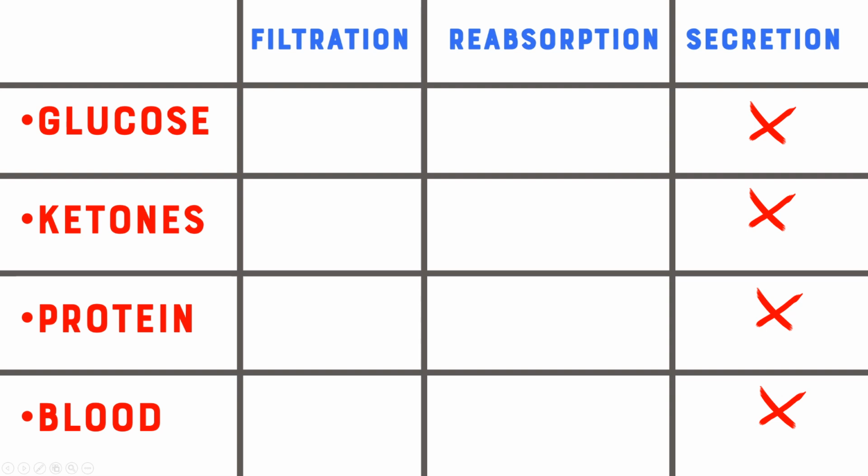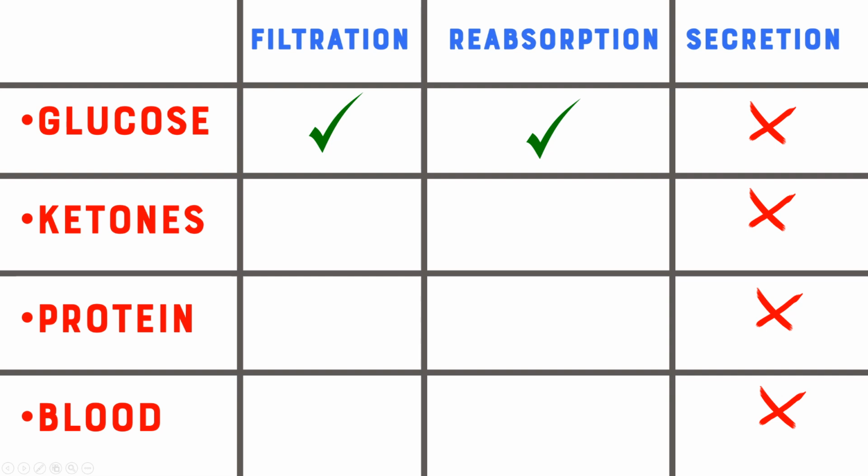So now let's talk about glucose, for example. Is glucose getting filtered? Previously we talked about how glucose is a small molecule, and small molecules get filtered. So glucose gets filtered. But in normal people like you and me, do we see glucose in our urine? The answer is a resounding no. So does it get reabsorbed? Yes. The reason you don't see glucose in the urine, despite it getting filtered, is that it is reabsorbed back in the tubule.